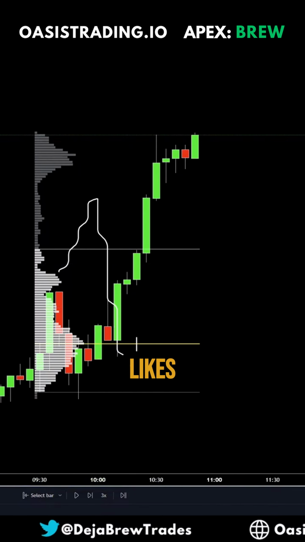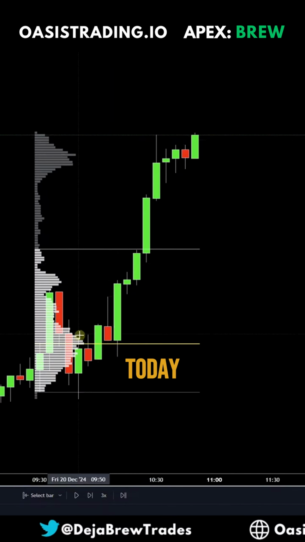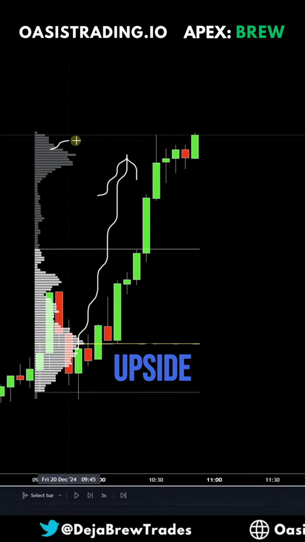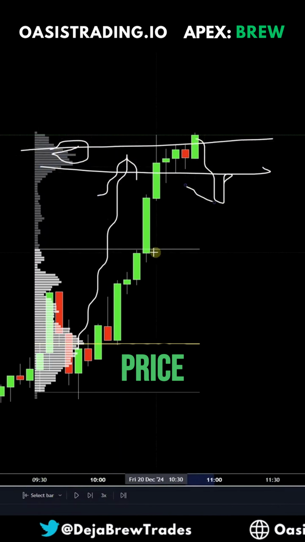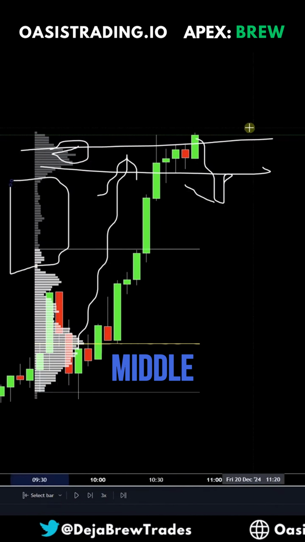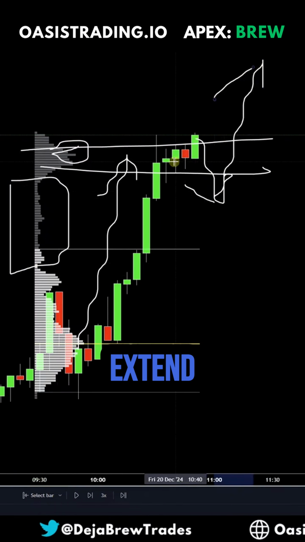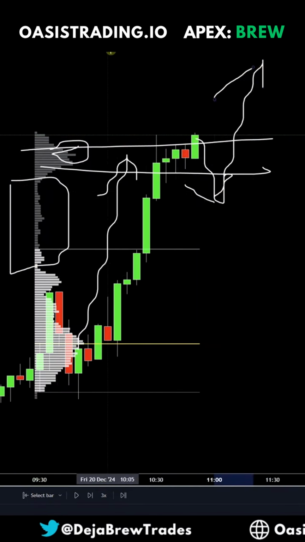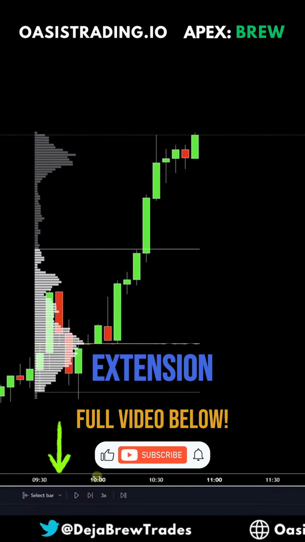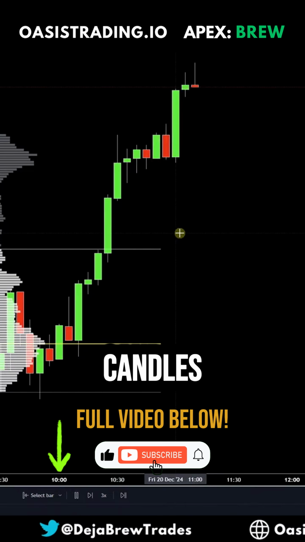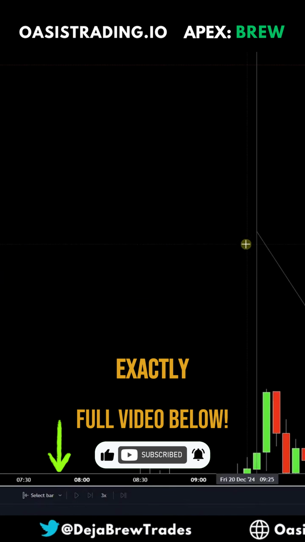The other way it likes to trade is kind of like what we saw today, where you shift the node to the upside, it protects that node, it does not allow price to go back towards the middle, and then it shoots up to extend the tail. So in today's example, we would be looking for an upper tail extension. Or if I go ahead and play these candles, that is exactly what we did.